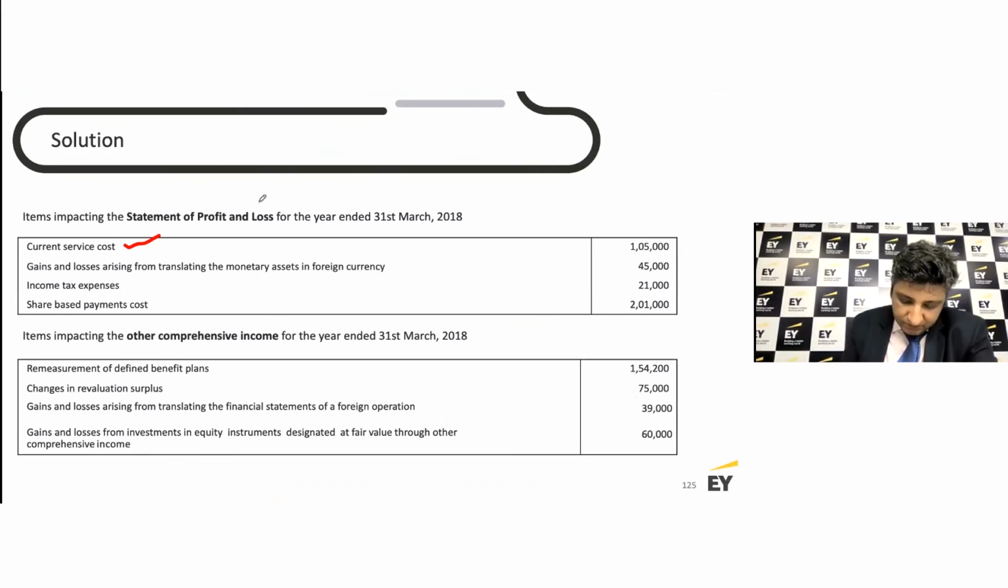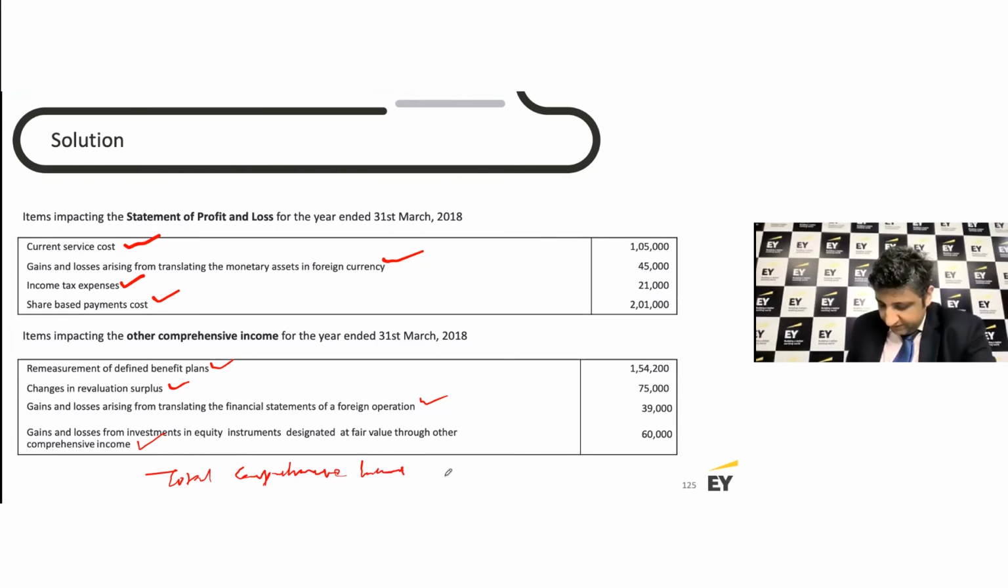Of course, the current service costs and translation of monetary assets, tax expenses, share-based payment costs would all be a part of statement of profit or loss. Other comprehensive income would include defined benefits, revaluation surplus, translation of operations, and equity instruments as well, right? You might as well want to look at the total comprehensive income. Of course, the amounts are not given in pluses or minuses, so we don't have complete information around it. But this segregation of amounts is something which you should always be very, very comfortable with from an examination standpoint.